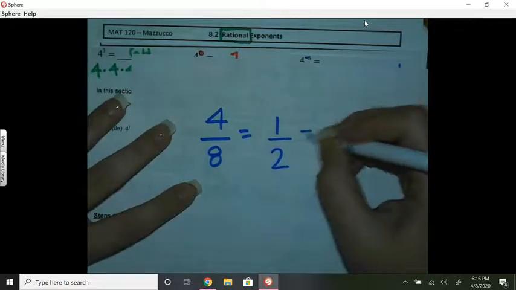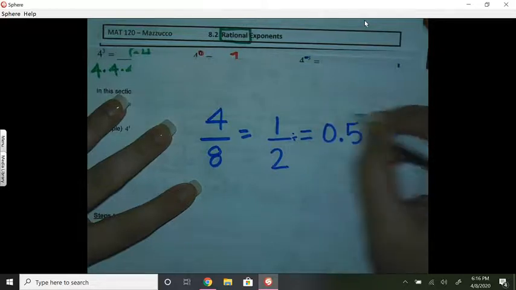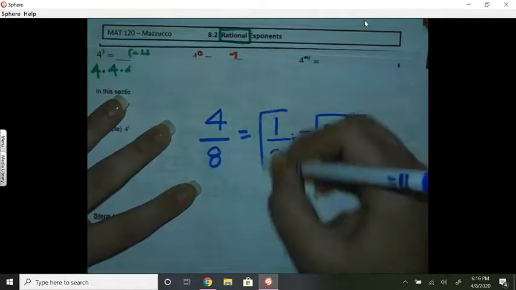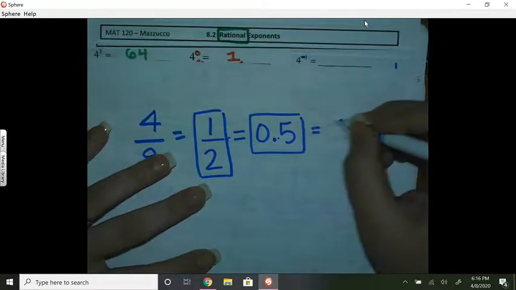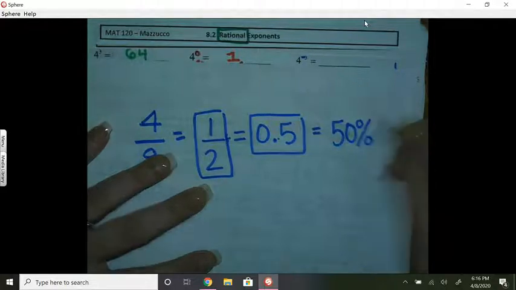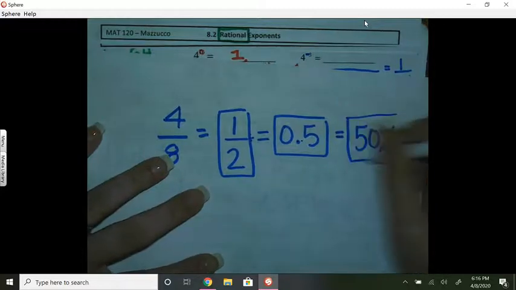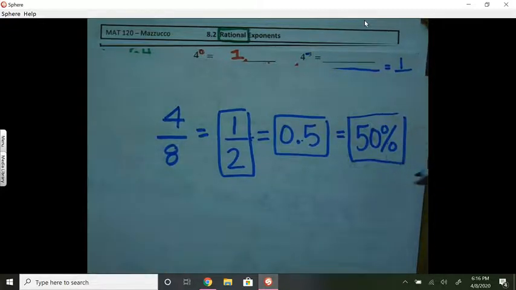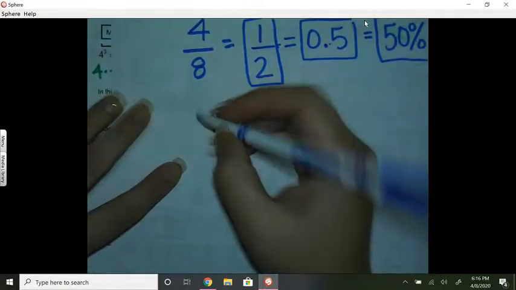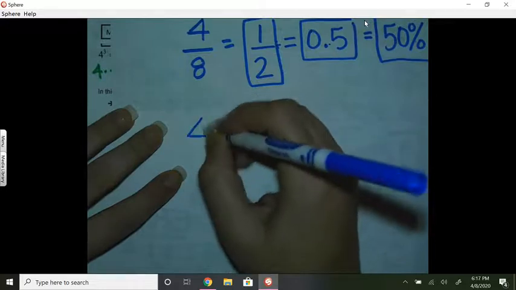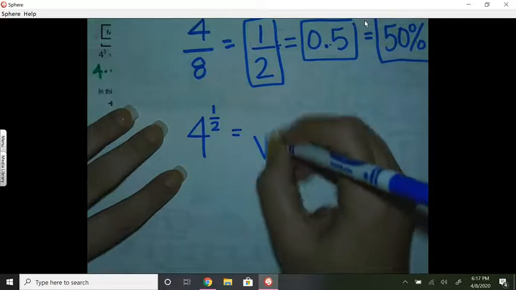If you divide 1 by 2, you can write it as a decimal. So we have fraction form, decimal form, and we can write numbers as percents. If you have 4 out of 8, you have half, 50%. So we have different forms that a number can be written. The same thing goes for exponents that are fractions. If we had 4 to the 1/2, that's just another way of writing a radical.